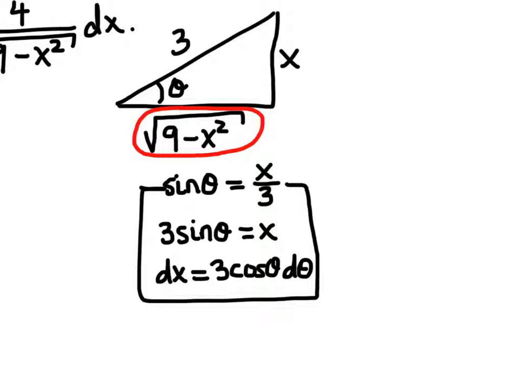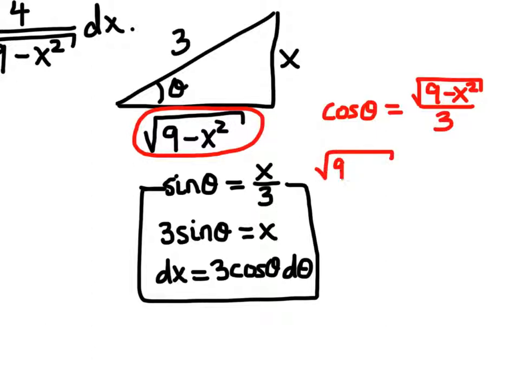If I take cosine of theta, you're going to get the adjacent side, which is the square root of 9 minus x squared, that's what we want, divided by the hypotenuse, which is 3. Just solving that with some simple algebra, we find that the square root of 9 minus x squared is 3 cosine theta. And we're going to use this when we come back to our integral.